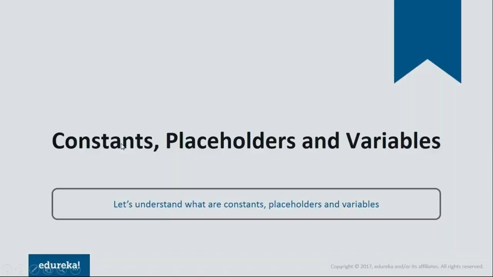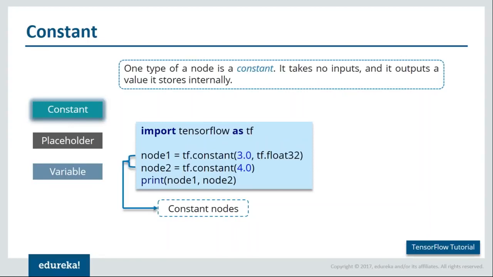Now is the time to understand what constants, placeholders, and variables are. A constant, as the name tells, will always produce a constant result. I'll explain this with an example. Over here we have a couple of constant nodes. The first node has value 3, another node has value 4. So when I execute this particular graph, I will always get the values 3 and 4, or you can say the values that are stored inside these two nodes.